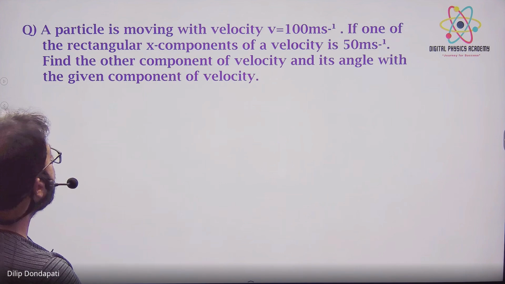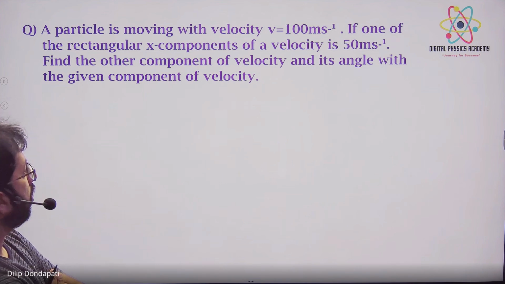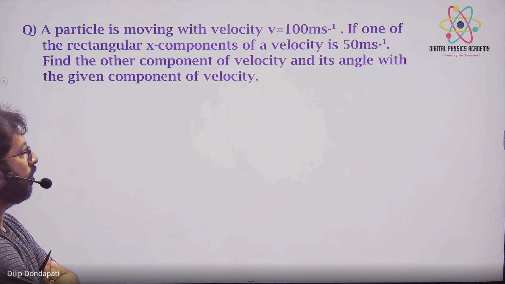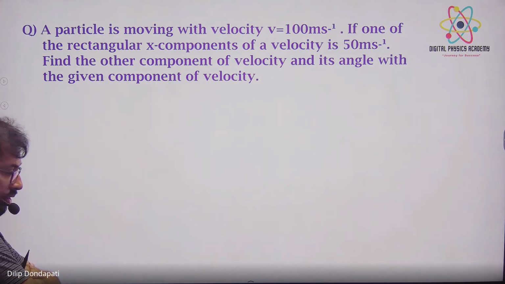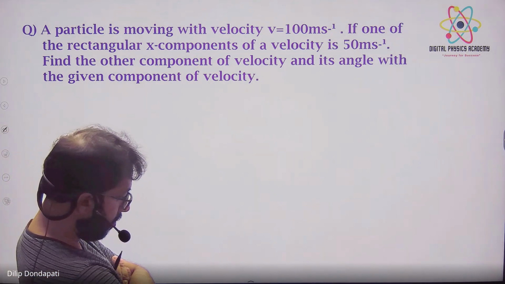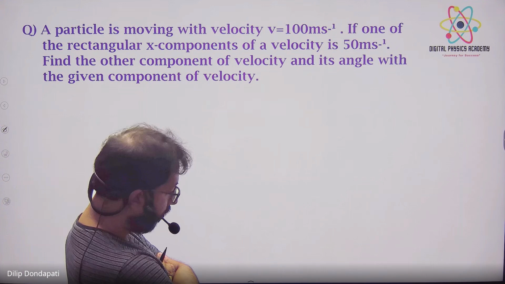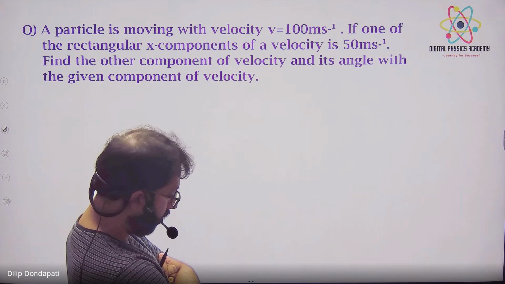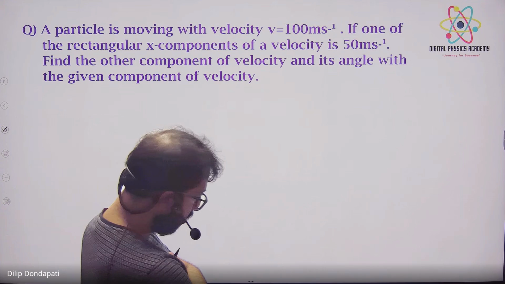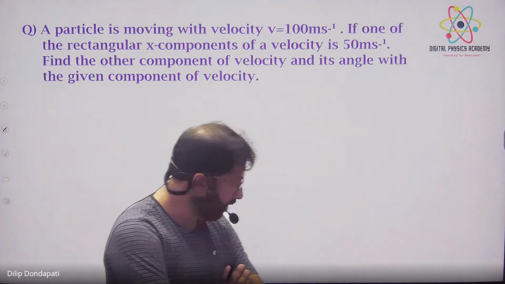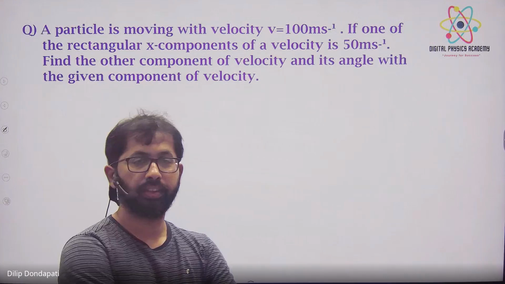If one of the rectangular components of velocity is 50 meters per second, the other component of velocity I want, and an angle also I want. That's what I got. The other component is 50 root 3, and the angle is 60 degrees. 50 root 3 and angle 60.